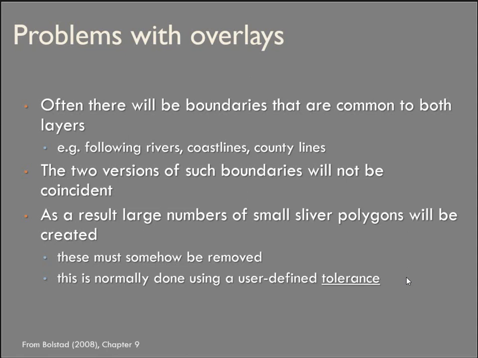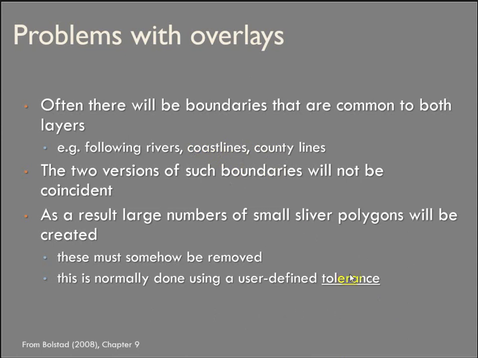A couple of quick problems with overlays. Very often data is created at different scales or from different sources, and the boundaries won't be exactly coincident. And so if you do some kind of intersect or union, you'll end up with a bunch of little tiny slivers of polygons that are created when the two data sets don't completely match up. You do have to deal with that.